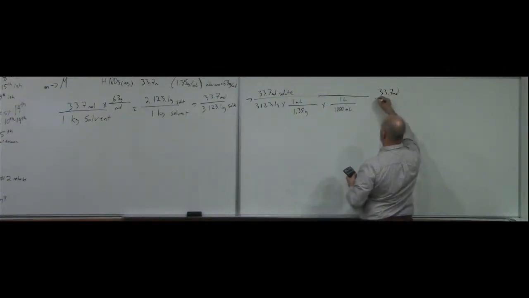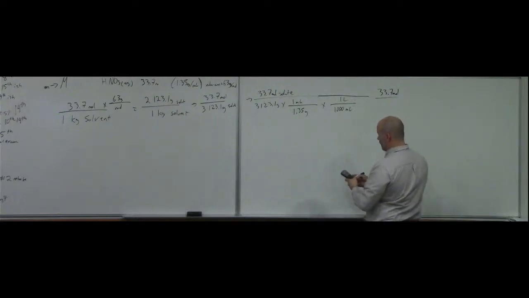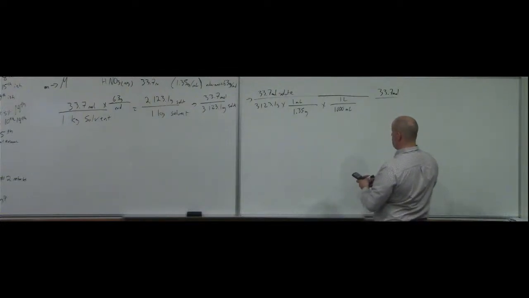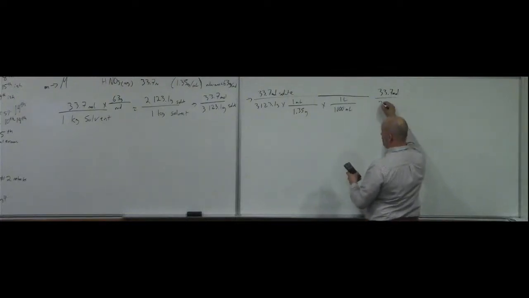33.7 moles over 3,123.1 divided by 1.35 divided by 1,000, 2.313 liters. Right?